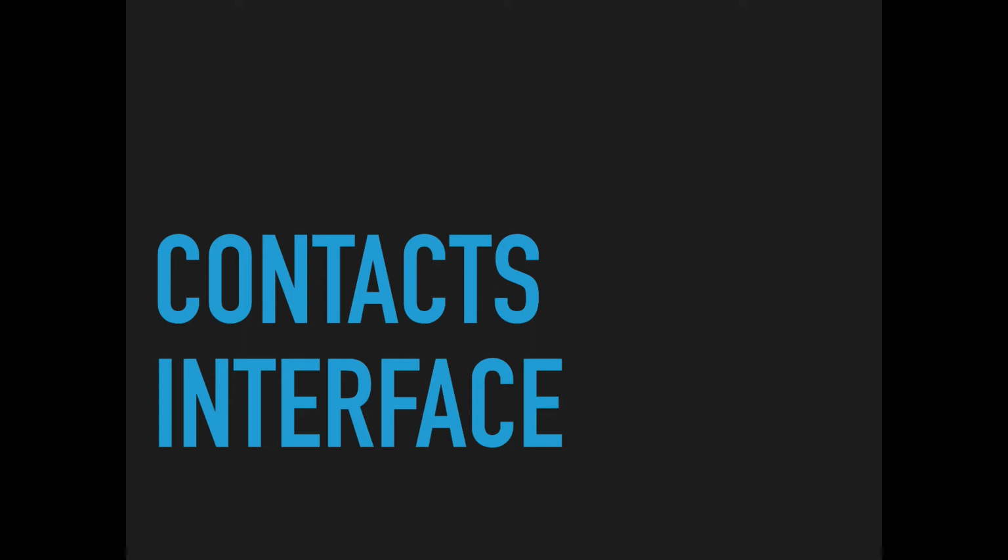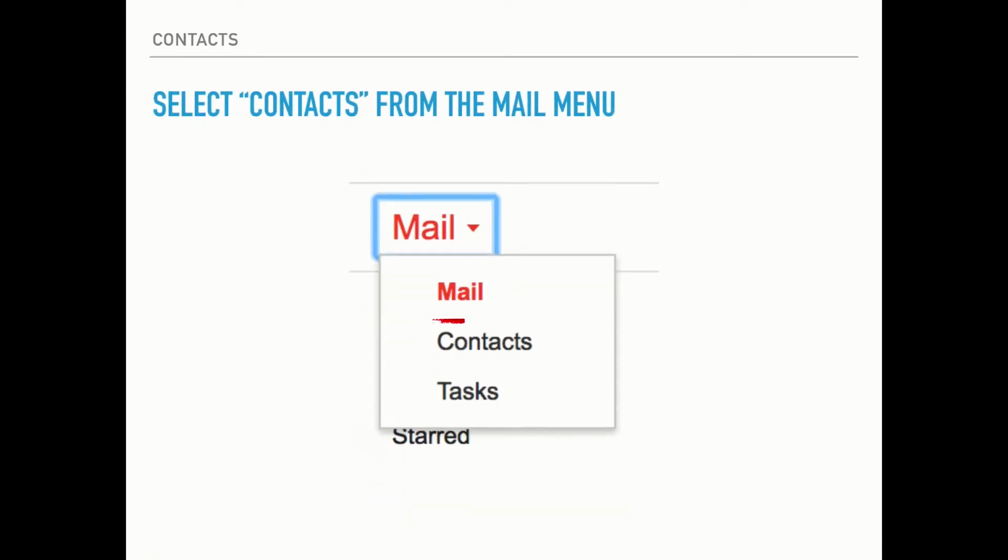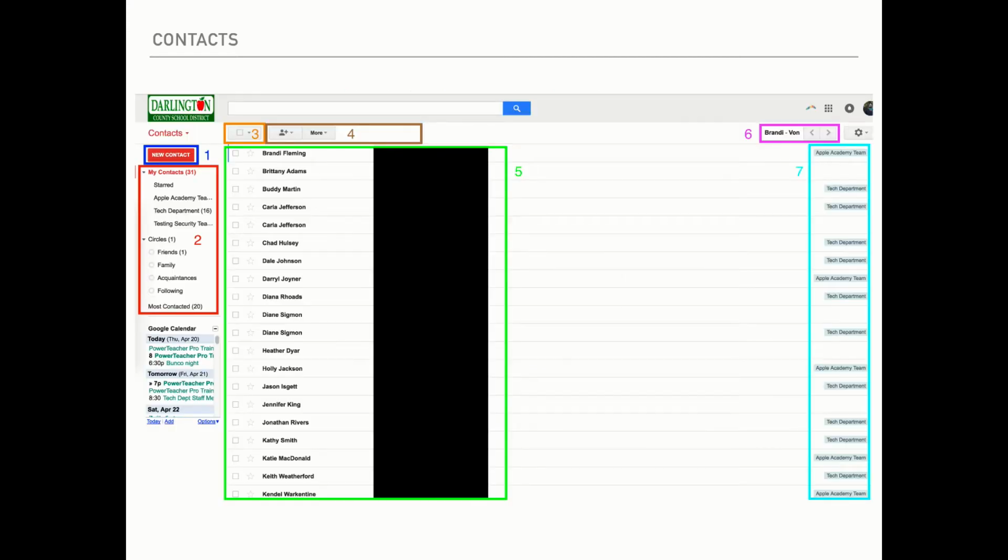All right, now we're going to talk about the contacts, because as we all know, it's very, very difficult to remember 7 billion people's email addresses, so you want to save them in your contacts. In order to get to your contacts, you click on the Mail menu and then click on Contacts. This is in the top left of your Gmail. It'll look something like this.